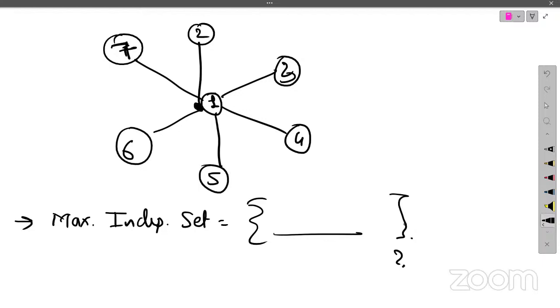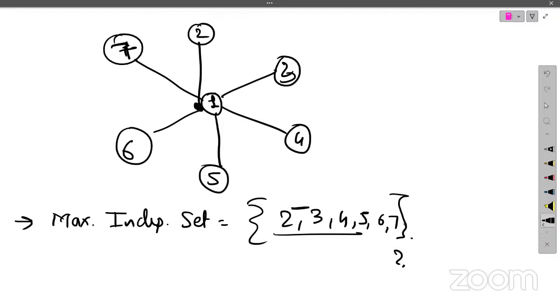2, 3, 4, 5, 6, 7, except 1. Correct. Because all these outer vertices are not connected. Yes, ma'am, but they're connected to 1, right? Yeah, but that doesn't matter. They are not connected directly. 2 is not connected to 3 directly. We want a direct edge. We don't want that it is connected to someone and then connected to someone else.